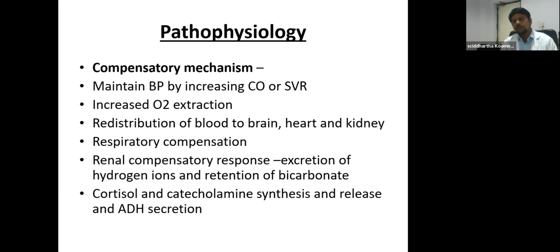There is redistribution of blood to brain, heart, and kidney. To compensate for metabolic acidosis, which develops as a result of anaerobic metabolism, there is respiratory compensation, so the patient presents with tachypnea. The tachypnea could be with or without increased work of breathing, depending on the type of shock. In the renal compensatory response, there will be increased excretion of hydrogen ions and retention of bicarbonate. And as a stress response, there will be synthesis and release of cortisol and catecholamines, and ADH secretion.